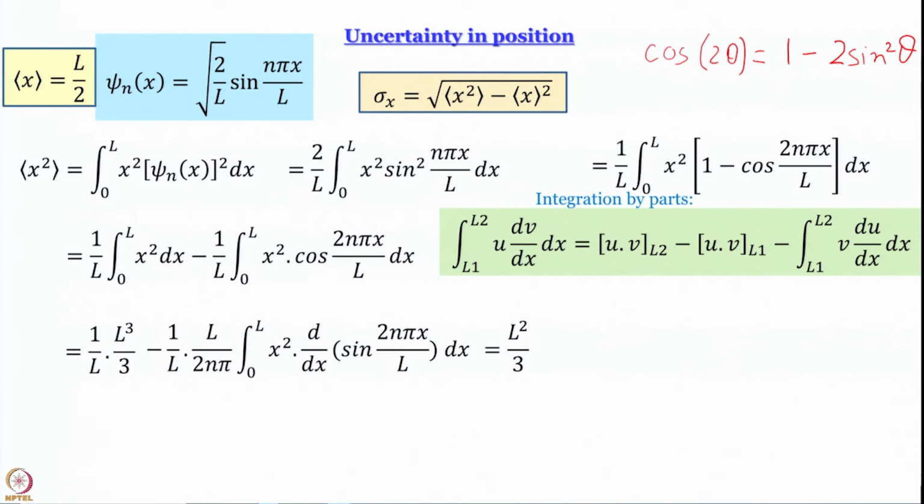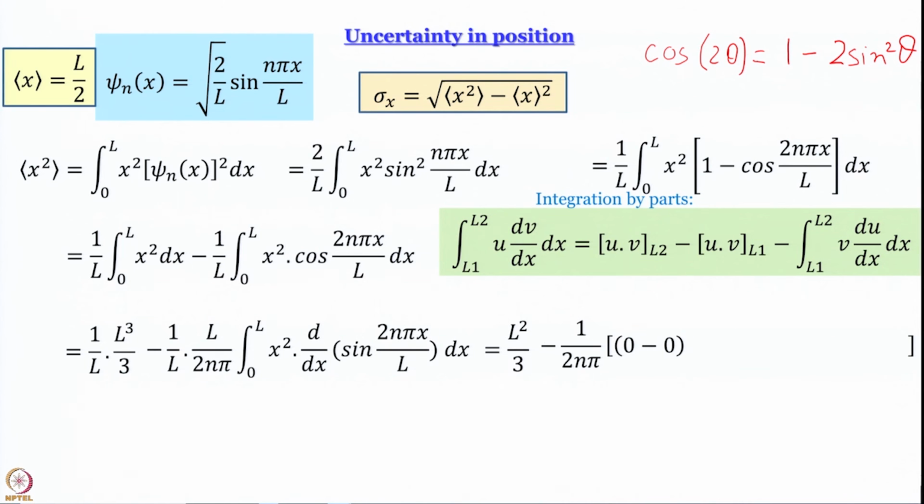So, let us go ahead, let us work out what is uv at limit L2 minus uv at limit L1. What is the limit L1? 0. So, what is the value of u? U equal to x square. So, for the limit 0, this uv is going to be 0. So, the second term here is going to be 0. First term is u multiplied by v for L2. For L2 x equal to L. So, x square is L square, no problem with that. But v is sine 2n pi x by L, that is sine 2n pi. What is that? 0. So, this uv at L2 minus uv at L1 essentially becomes 0 minus 0.